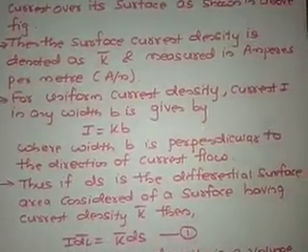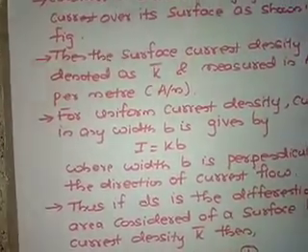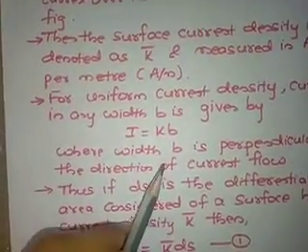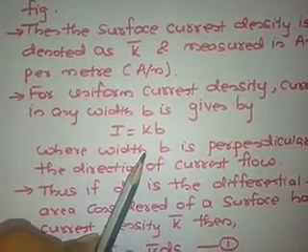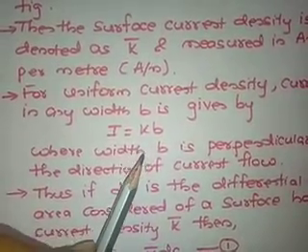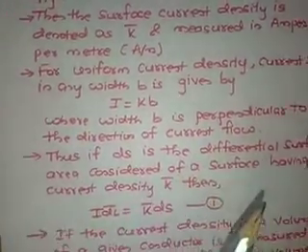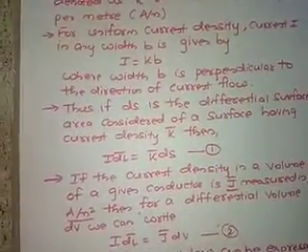So for uniform current density, the current I in any width B is given by I equals K into B. K is ampere per meter, so meter and meter will cancel, so current is equal to current. Here the width B is perpendicular to the direction of current flow.